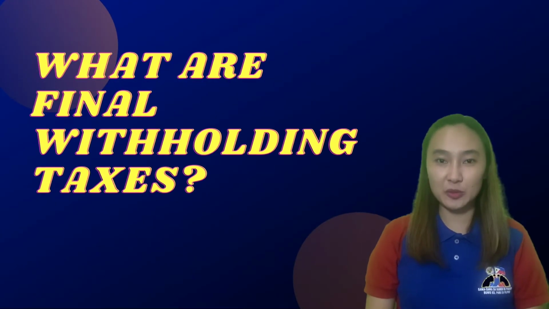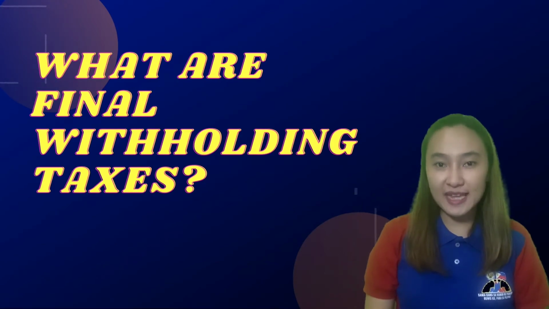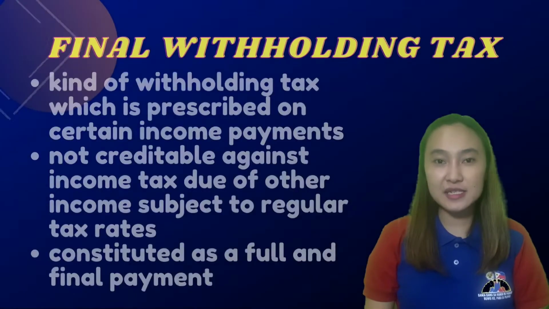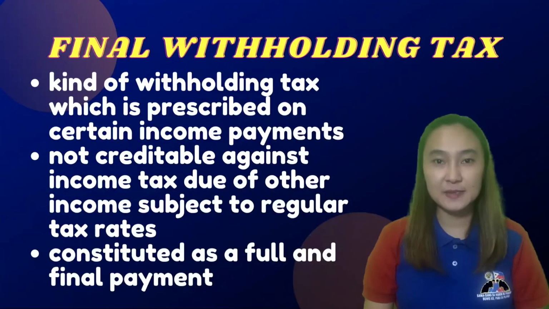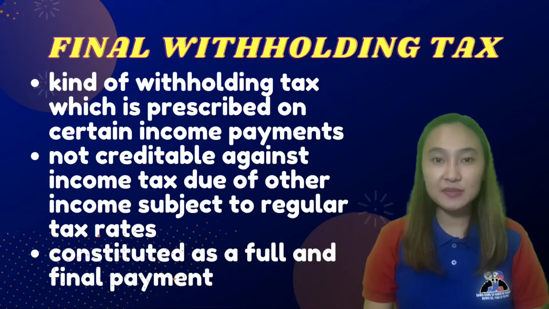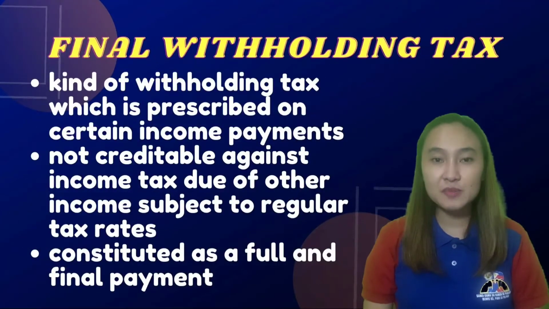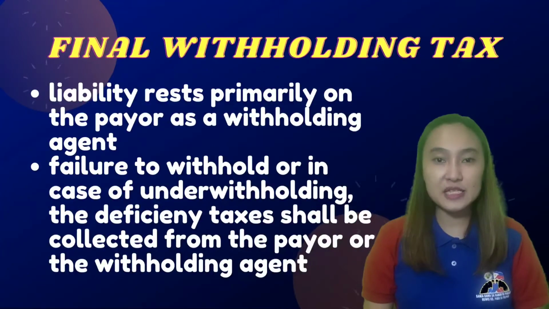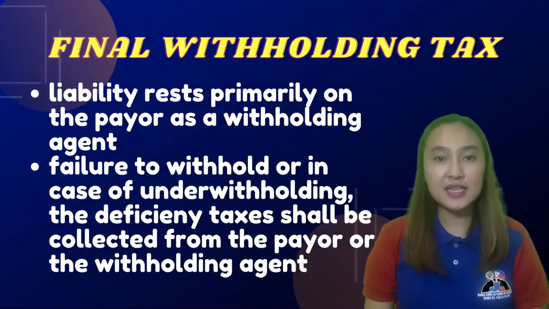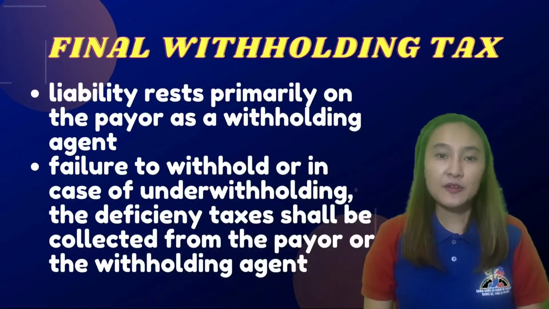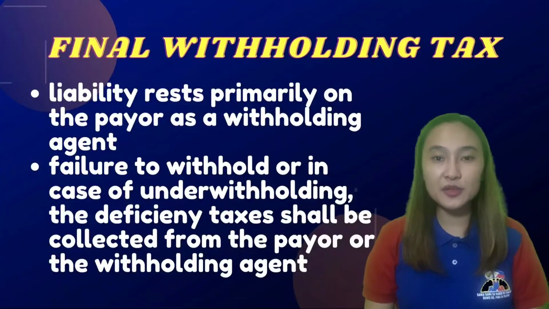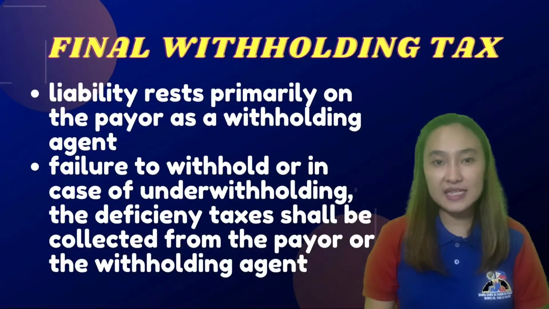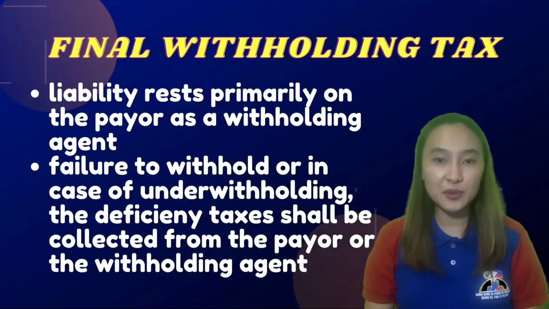So what are final withholding taxes? A final withholding tax is a kind of withholding tax prescribed on certain income payments. It is not creditable against income tax due of other income subject to regular tax rates. Final withholding taxes are constituted as a full and final payment. The liability rests primarily on the payer as a withholding agent. Failure to withhold, or in case of underwithholding, the deficiency tax shall be collected from the payer or the withholding agent.